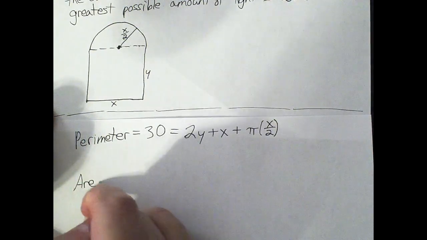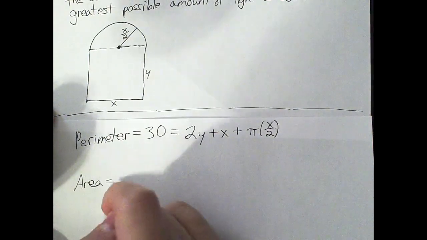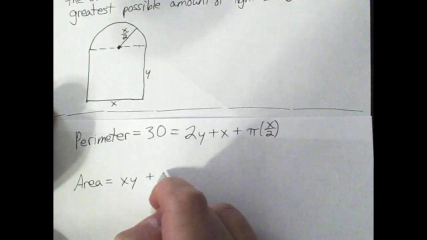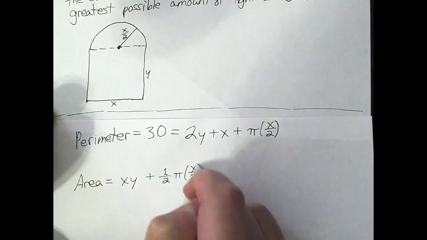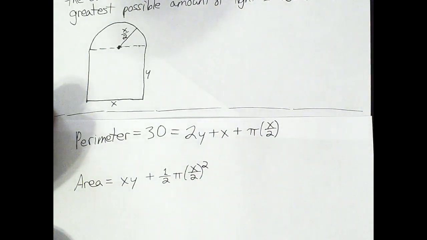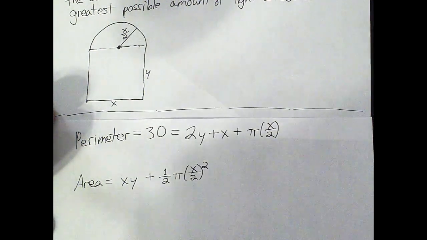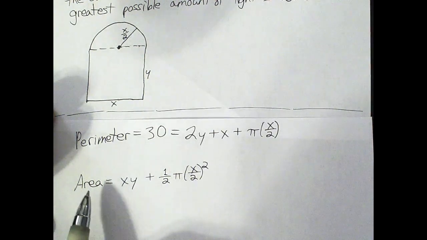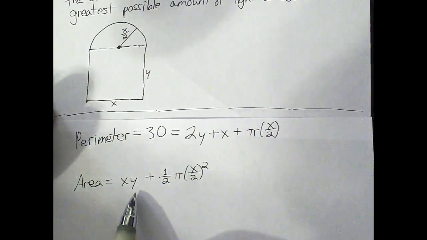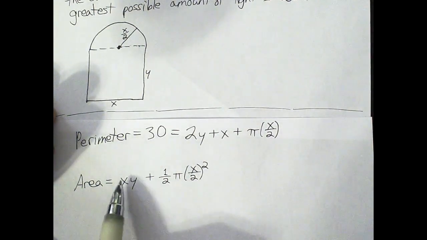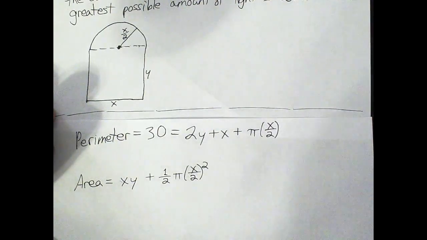The area, what's the area of this entire window? It's a rectangle plus half of a circle. So the rectangle is xy, and the half of a circle is 1/2 pi r squared. We're trying to maximize area. So that's going to be the function that I'm interested in finding the maximum of, the area function. Right now it's written as a function with 2 variables. So of course we want to write it in terms of just 1 variable. And because x appears in multiple places, I think we should try to get this just in terms of x.